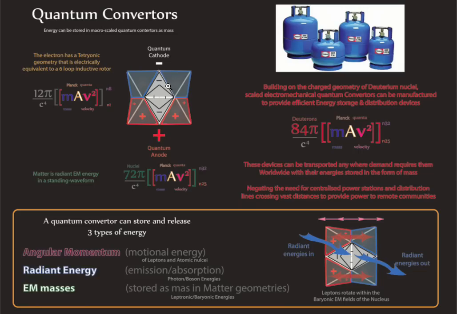We can develop clean, limitless energy technologies, store it within the deuterium nuclei geometries, and then transport and distribute them to wherever energy is needed as mass, and then release the energy on demand. As the deuterium nuclei get lighter and lighter, obviously the energy is being used up, and when they reach a certain point, we can swap them out for a brand new quantum converter.